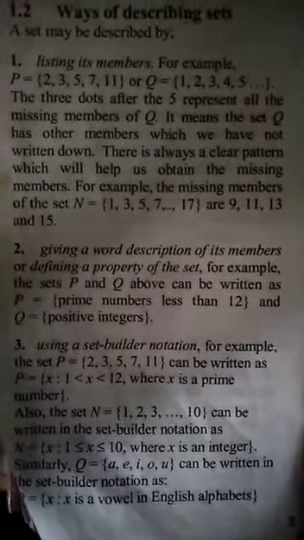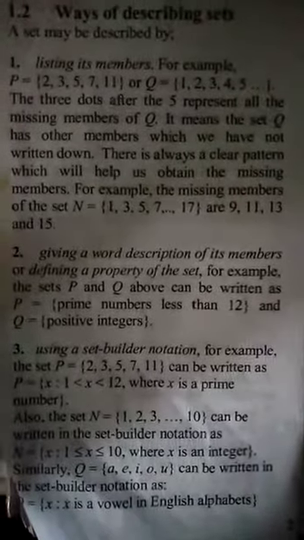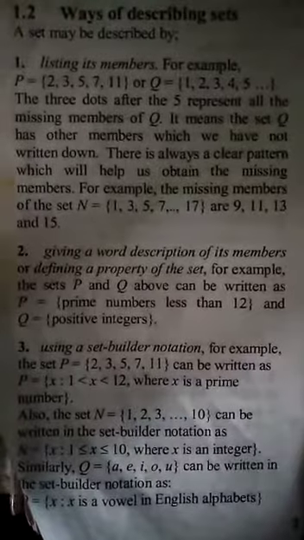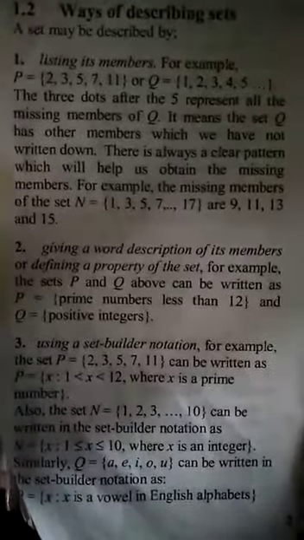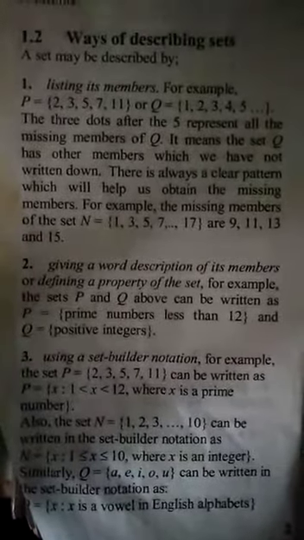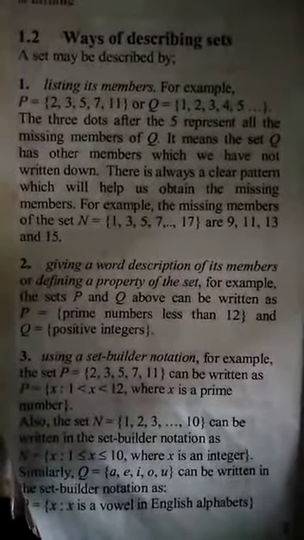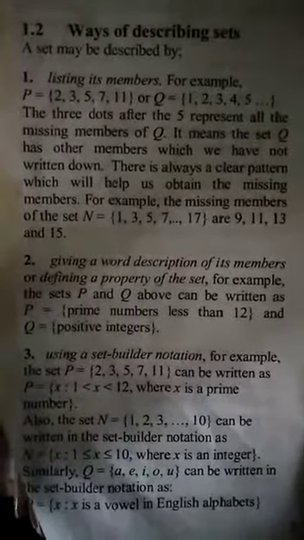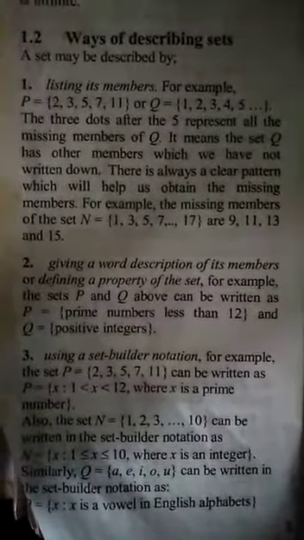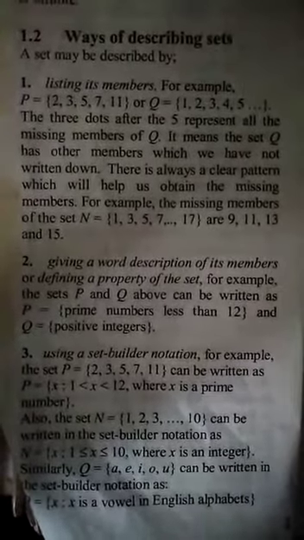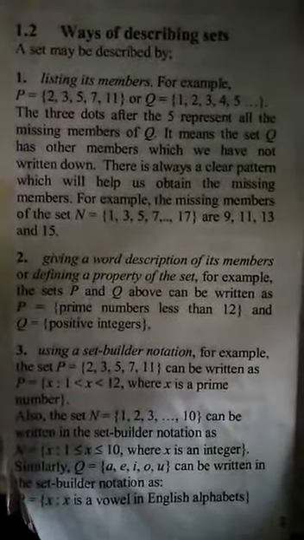We also have the stating of the property of the set method, or using a description of a property of the set under consideration. That is, we shall put into brackets the description in words. Set A is equal to counting numbers less than, let's say, 3, or prime numbers less than 12. And with that, we would then be able to list its members.